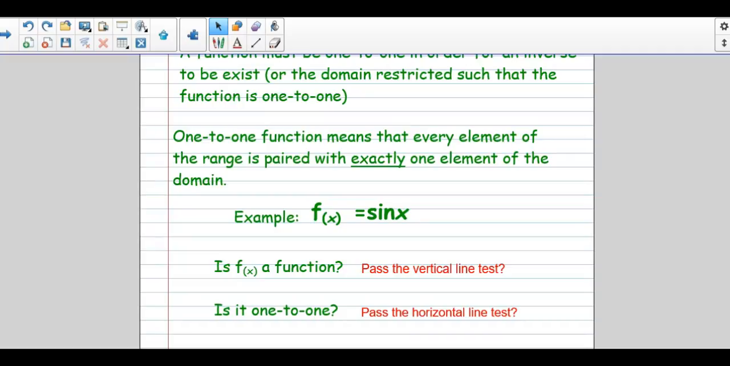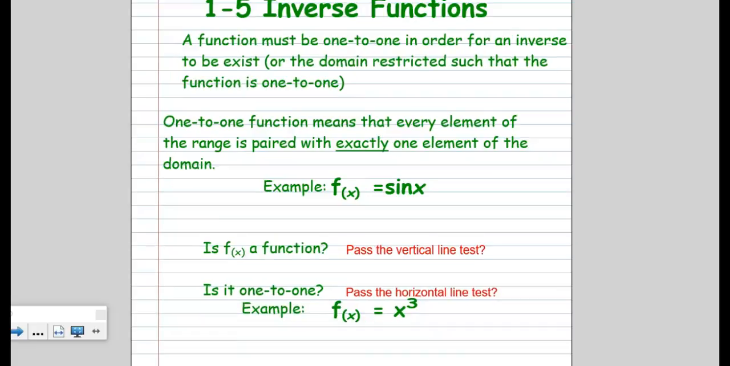You try another example. Try the cubing function. Is the cubing function a function? Well, I guess it is. I just said it is. But is it one-to-one? Well, by now you know that the cubing function increases throughout its domain, and so we do not need to restrict the domain, and it does pass the horizontal line test. So the cubing function is one-to-one, and it does have an inverse.